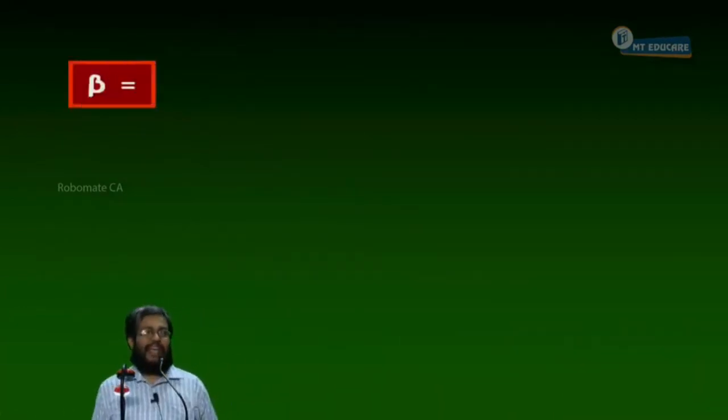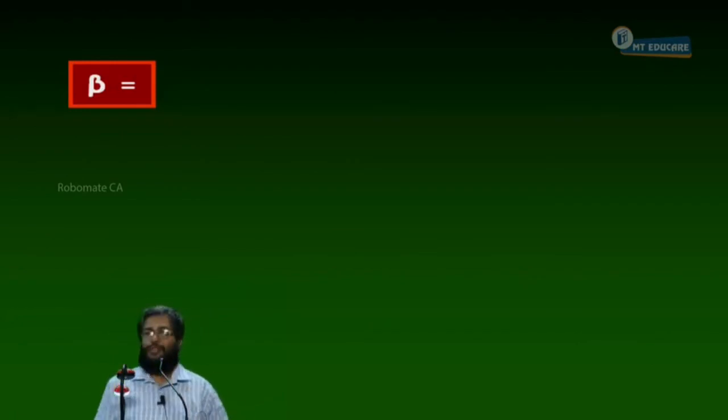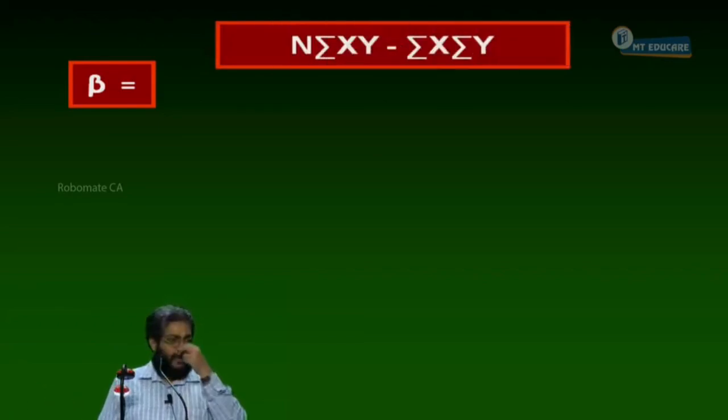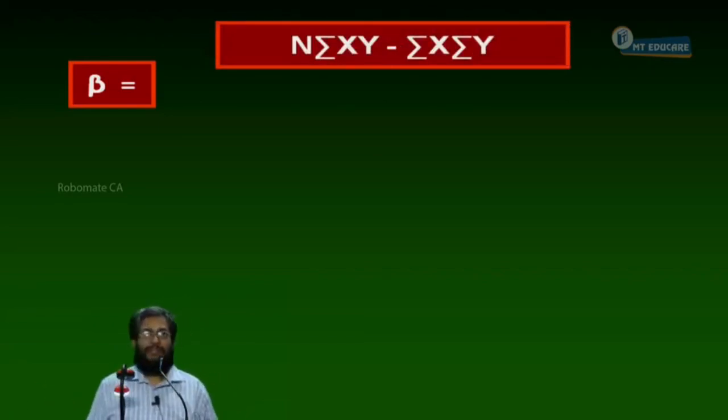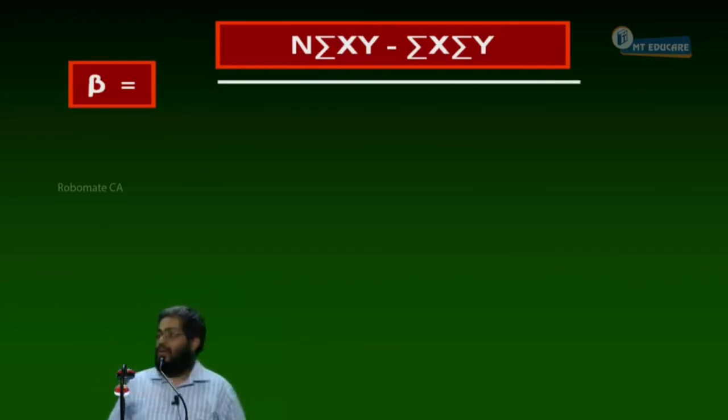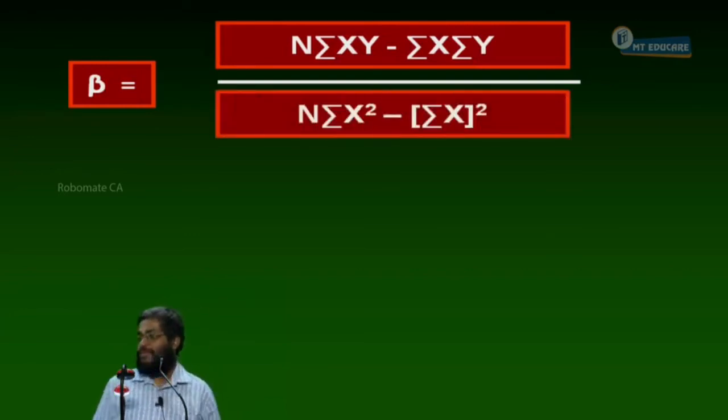Beta is equal to, write once again another formula. Beta is equal to, tell me the formula. n sigma xy minus sigma x sigma y divided by n sigma x squared minus sigma x the whole square.